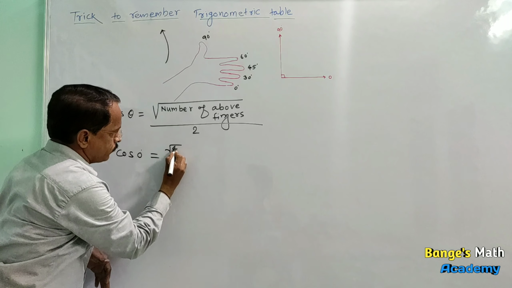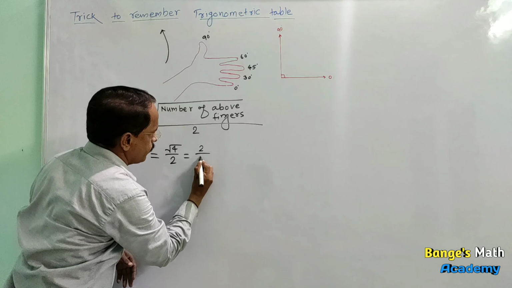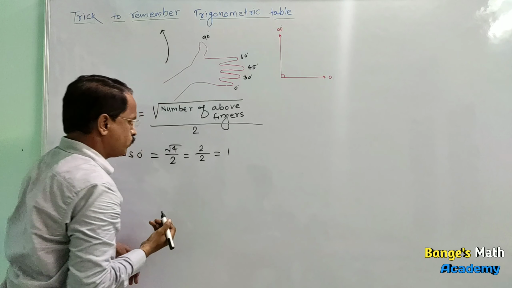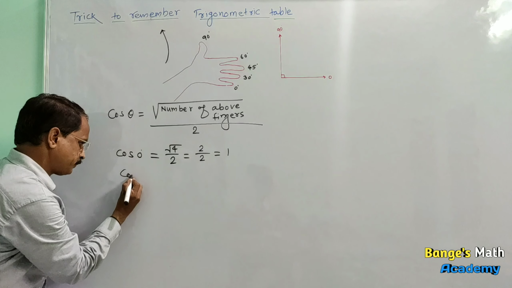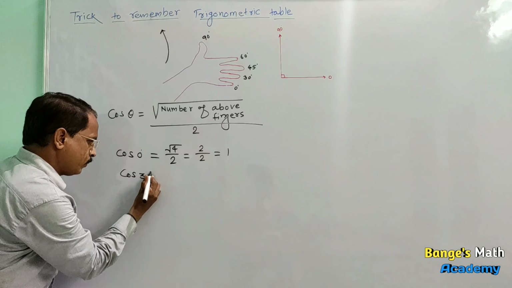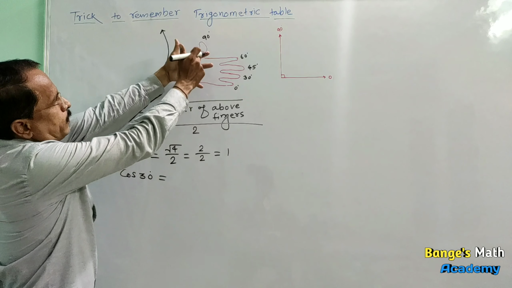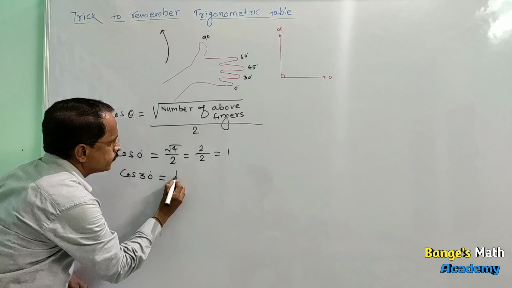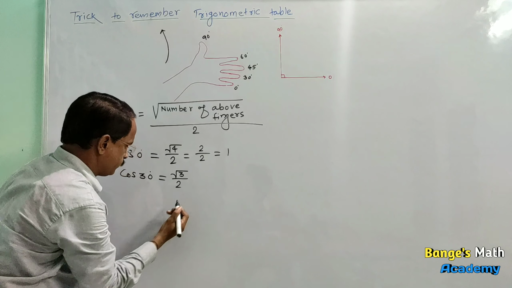Then see, to find value of cos 0, number of above finger, there are 4 fingers. Square root of 4 upon 2. Square root of 4 is 2 upon 2, 2 upon 2, 1. Cos 0 is equal to 1. Then cos 30 is equal to number of above finger 3, square root of 3 upon 2.